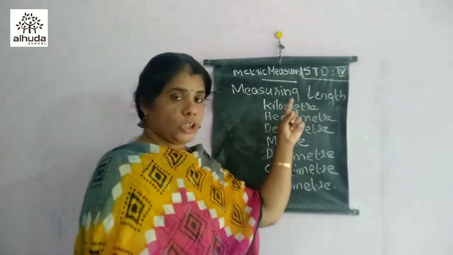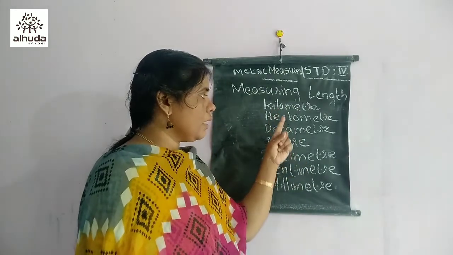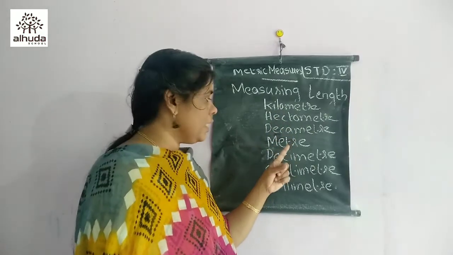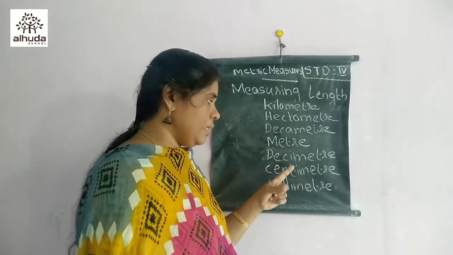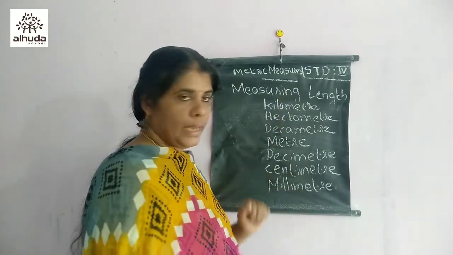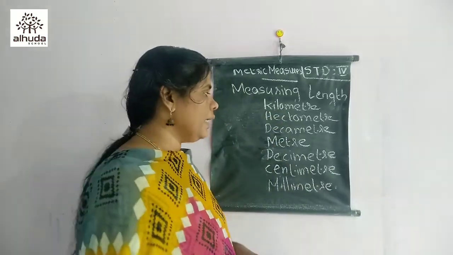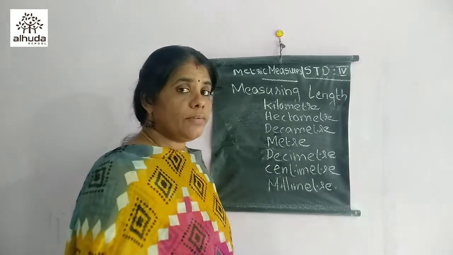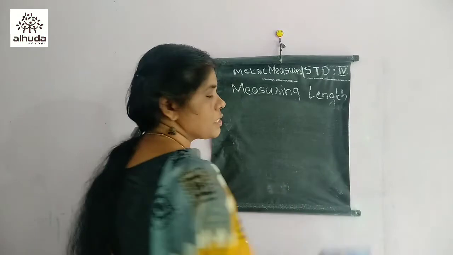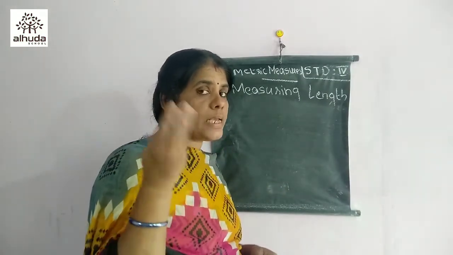In that portion, we learned about different units of length. The highest unit is kilometer, then hectometer, decameter, meter, decimeter, centimeter, and millimeter. These are the different units of length, and millimeter is the smallest and kilometer is the highest. Now we are doing the revision of conversion of units. How do we convert these units? For that, we should learn the basic concepts.